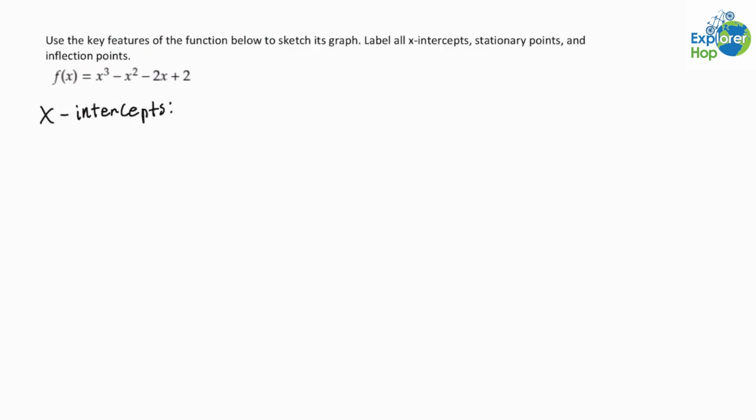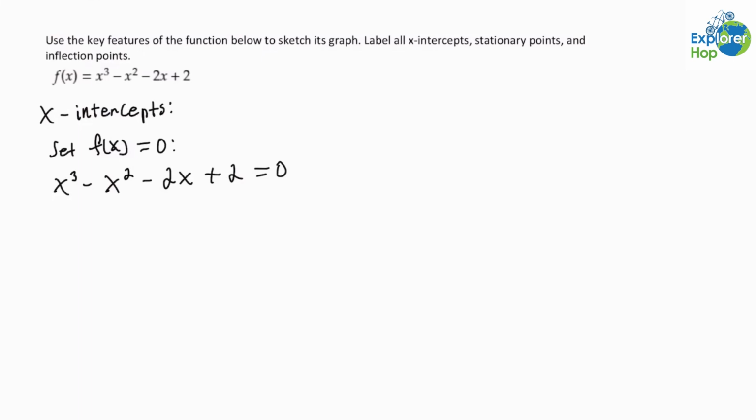To find the x-intercepts, or roots, of this polynomial, we need to set f of x equal to 0. So if we set f of x equals 0, we get that x cubed minus x squared minus 2x plus 2 is equal to 0. From here, we can factor this polynomial by grouping.